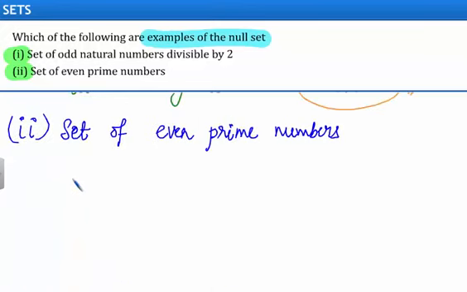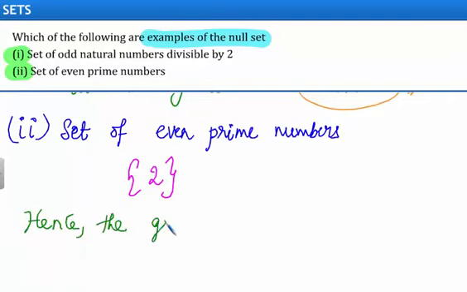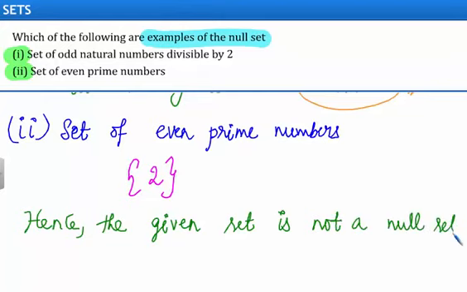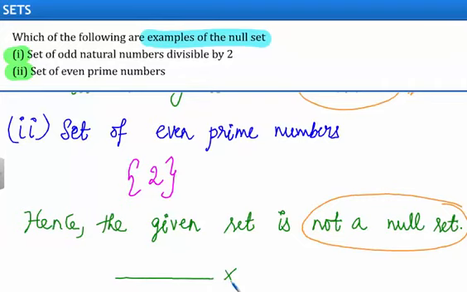In the next part of the problem, we are given set of even prime numbers. We know that set of even prime numbers consists of one element, which is 2. Therefore, the given set is not a null set, since it consists of one element. This completes the solution.